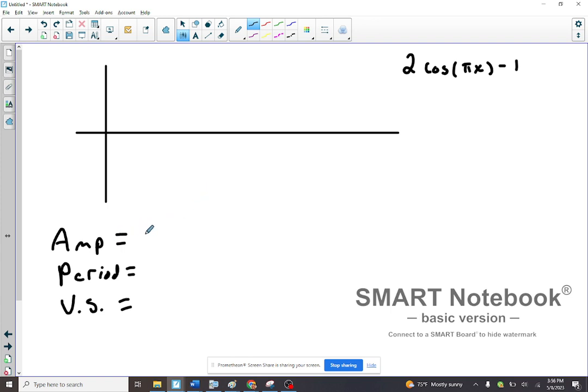All right, so the amplitude is still 2. The period is, remember, 2 pi divided by what's on the inside, in this case pi. We don't have to deal with any horizontal shifts on this test, so just 2. And the vertical shift is down 1. Okay?